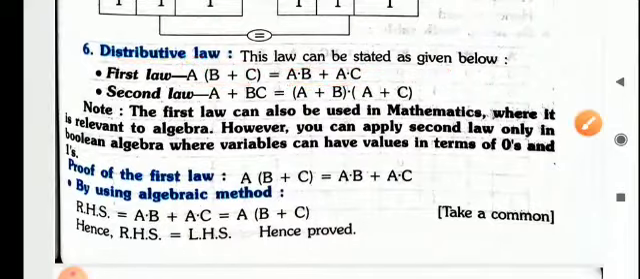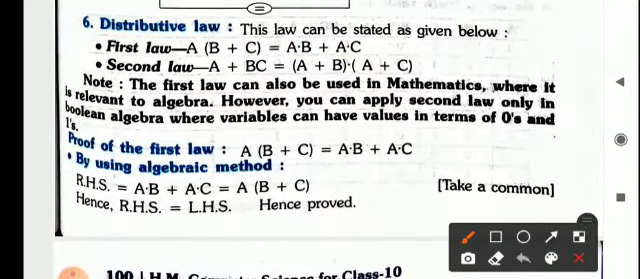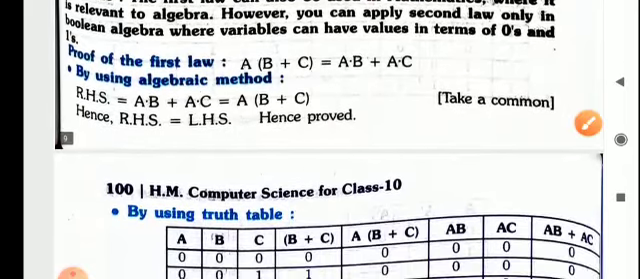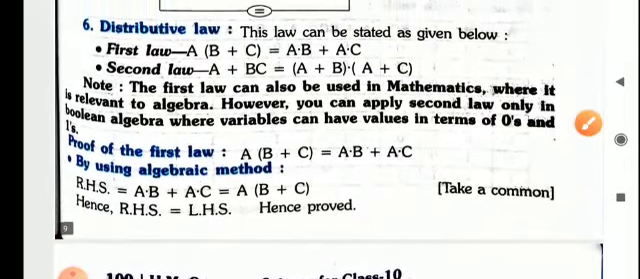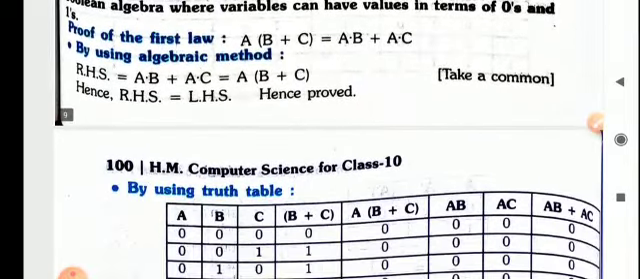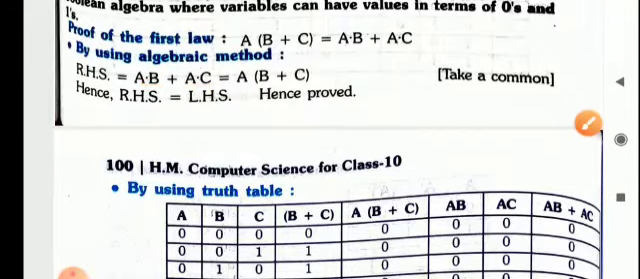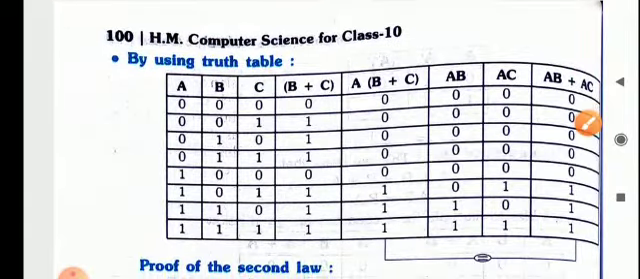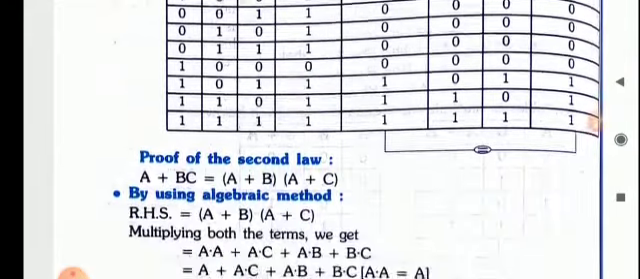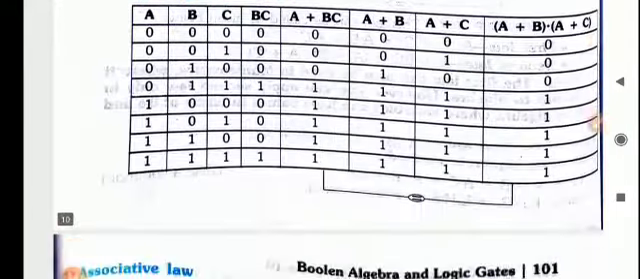Okay, then we have the second law. The second law states that A plus BC is equivalent to, if you factorize further, (A plus B) dot (A plus C). Okay, so this is how it is used for the distributive law. Then you can see the proof of it. A dot B plus A dot C is equivalent to A(B plus C). Both the right hand side and left hand side have been proved by truth table also, by putting values of 0 and 1, you can see the output. Okay, so this is how you are going to do it.